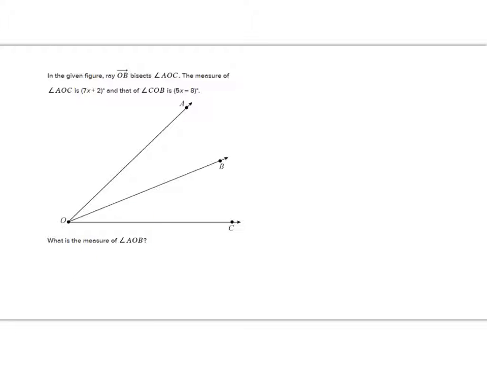And so in this question, when they say find the measure of AOB, we're not just looking for another expression like 5x minus 8, because that's what it will equal. We want to find the actual numerical value. So let's do some marking first.